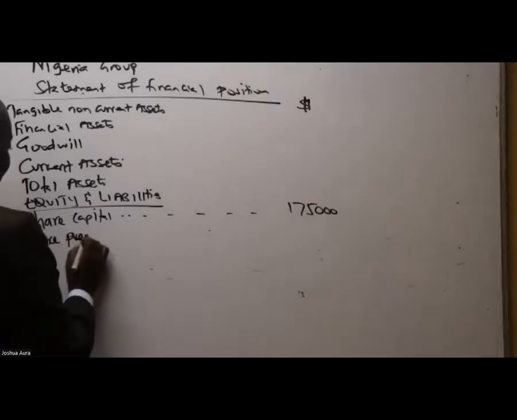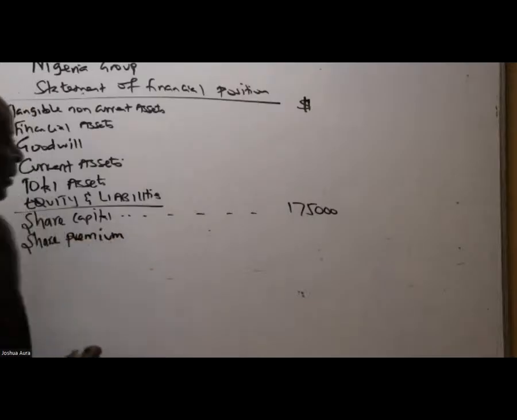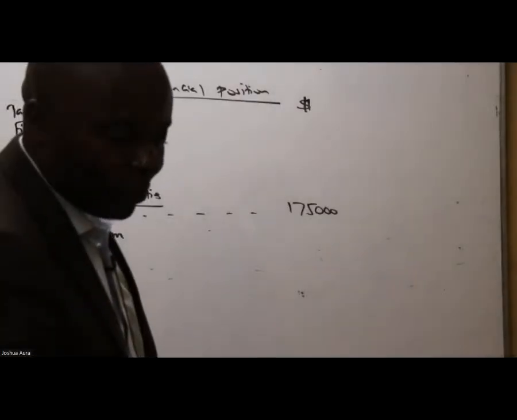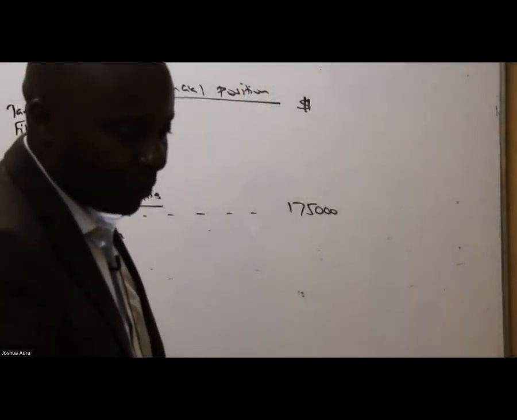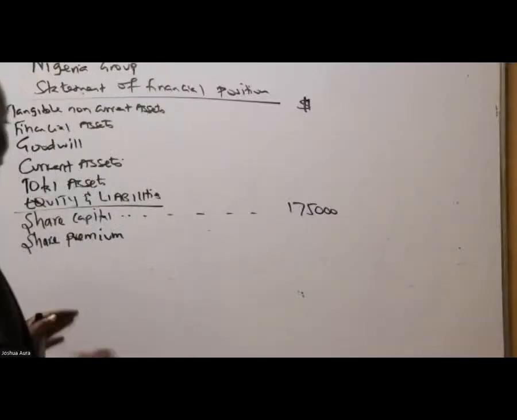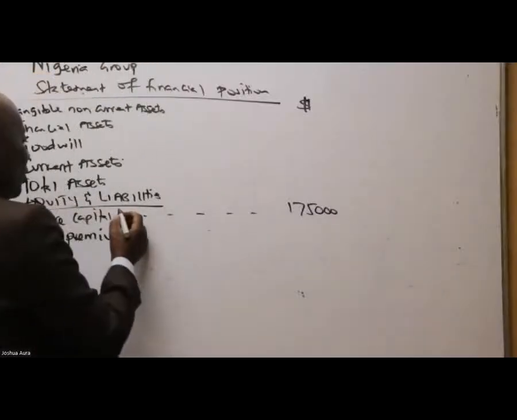The same case applies with share premium, free marks really. For share premium, you pick the one of the parent. These are the free marks I'm talking about. Share premium, 50,000. I'll pick it the way it is, the parent only. If I were you, I would have written here parent.